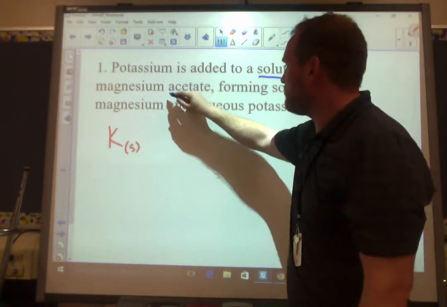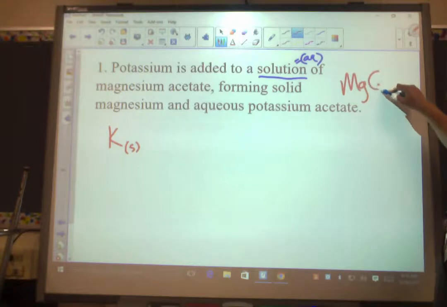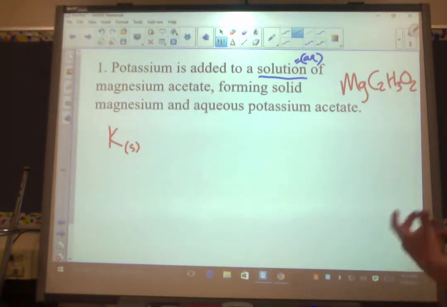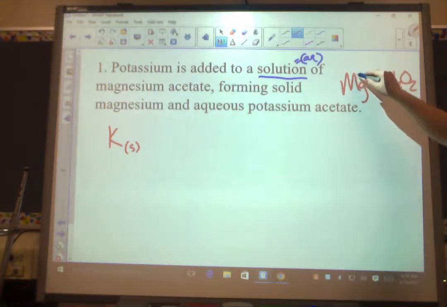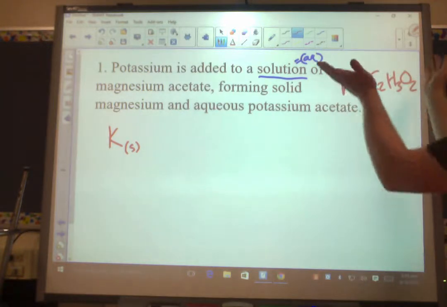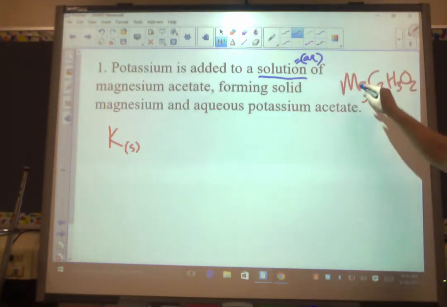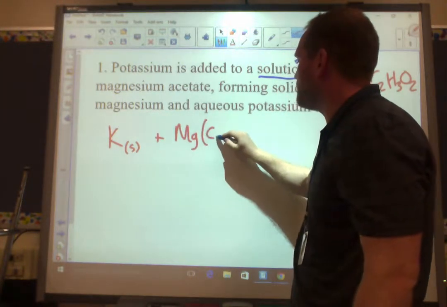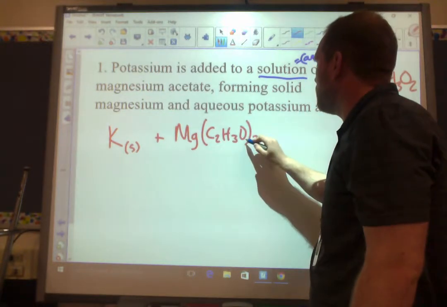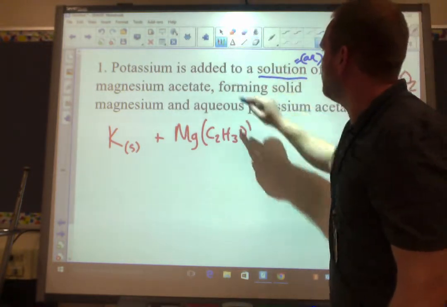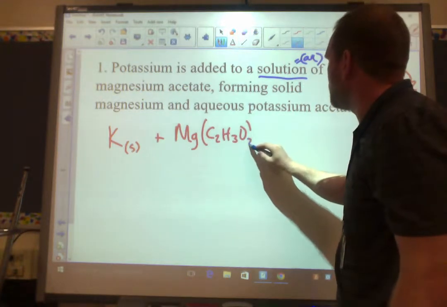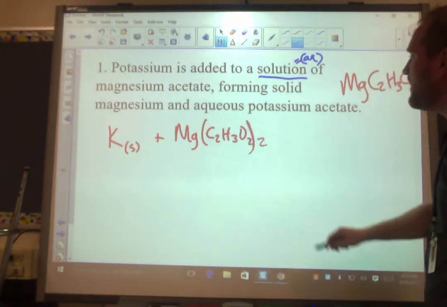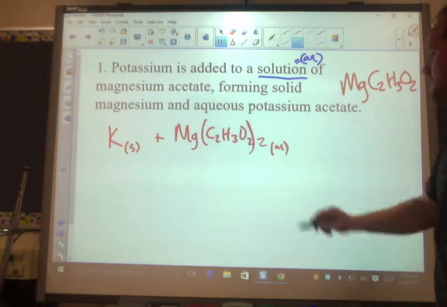Potassium is added to a solution of magnesium acetate. So magnesium acetate, I'm not just going to blindly write Mg and then acetate, C2H3O2. We have to remember our naming rules. Magnesium is 2+, acetate is 1-, so it's crisscross. You're going to need 2 acetates to cancel out the 1 magnesium. So we're going to add Mg, one of those, and then parentheses C2H3O2, and a subscript 2. So this is my magnesium, that's my acetate, and I have 2 of them. And because I told you it's a solution, you're going to write the aqueous there.